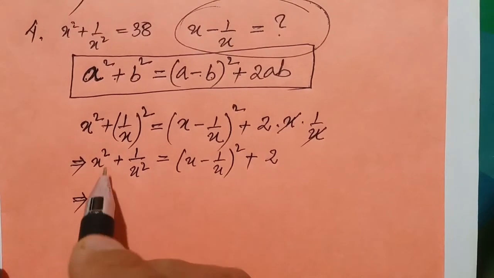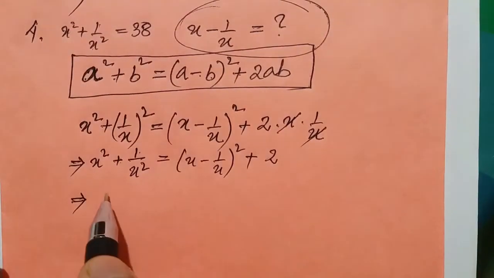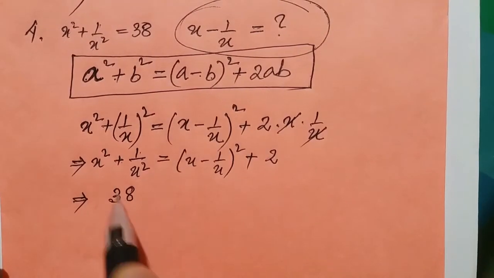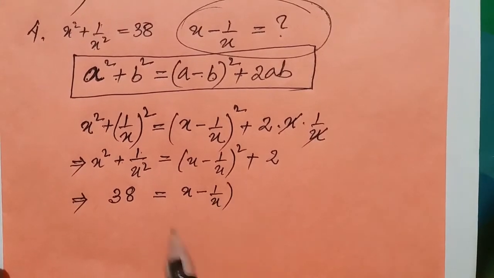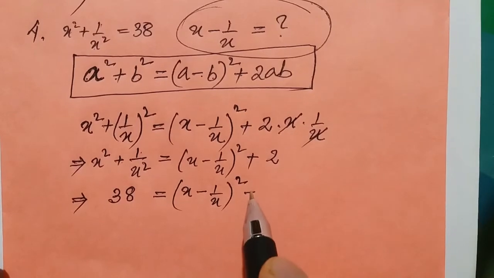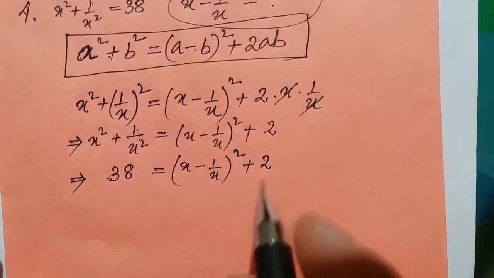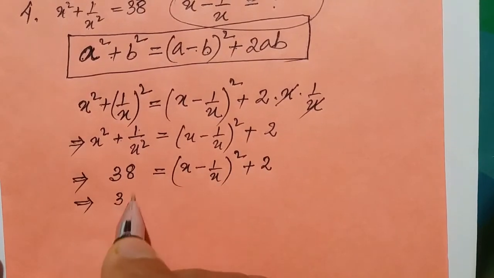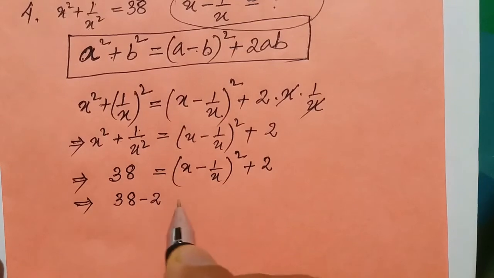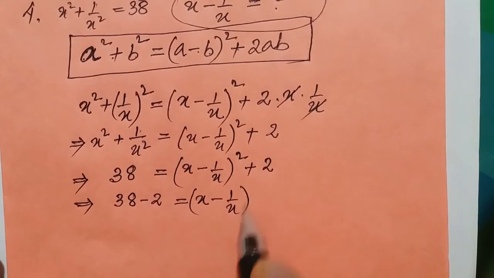Now x square plus 1 by x square is 38, so this is 38, and this is equal to x minus 1 by x holding square plus 2. Now let's transpose this 2 to the left hand side, so you get here 38 minus 2, this is equal to x minus 1 by x holding square.